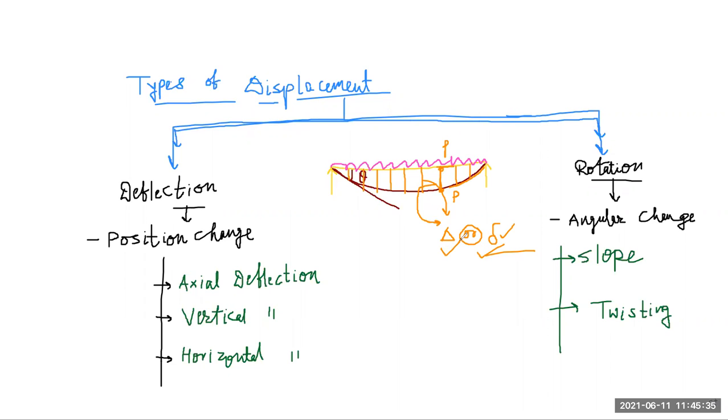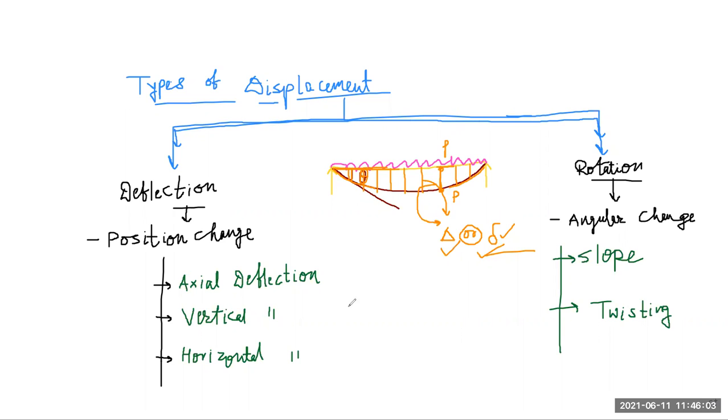Basically here your angular change is also possible. From straight profile to curve profile, a certain angle will be formed. So this angle is your angular change or your rotation. So this is your slope.